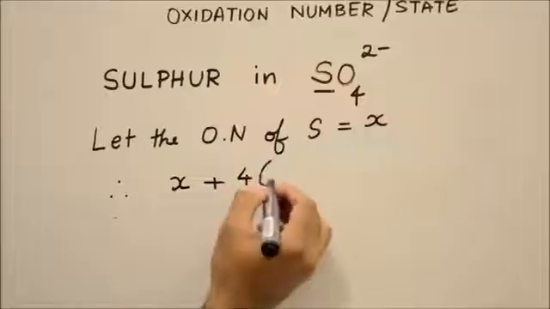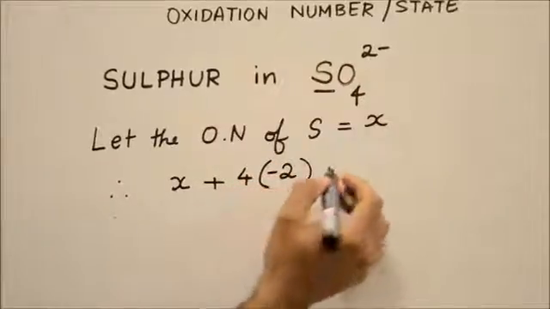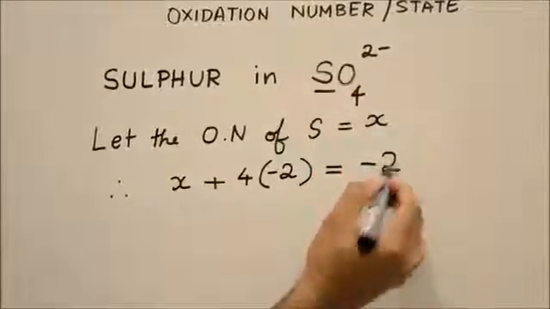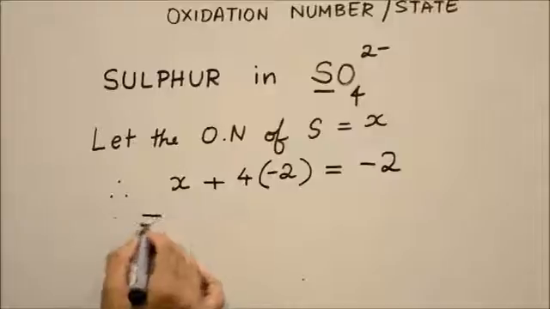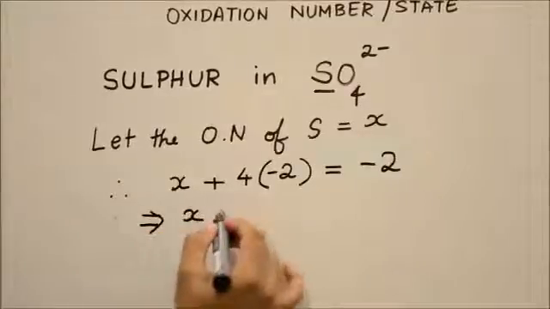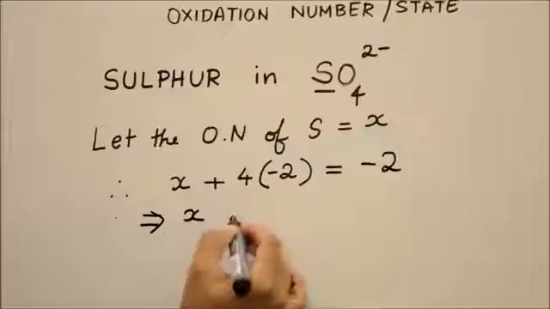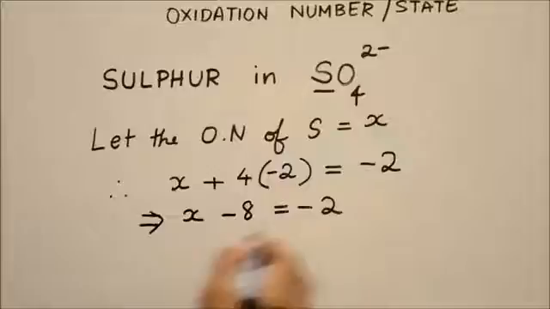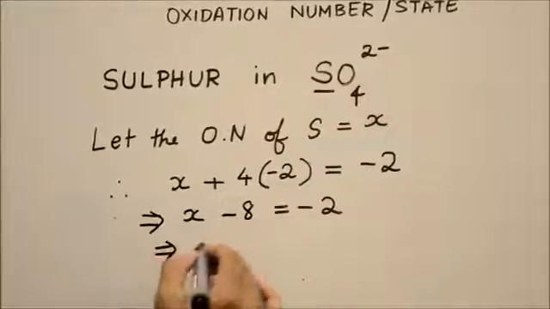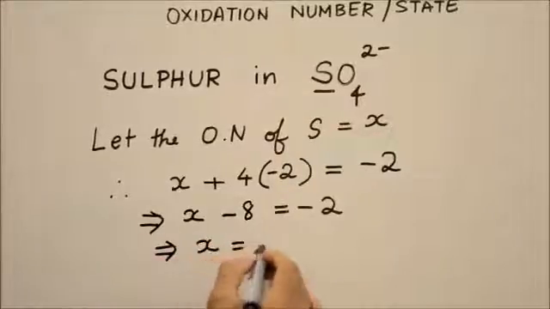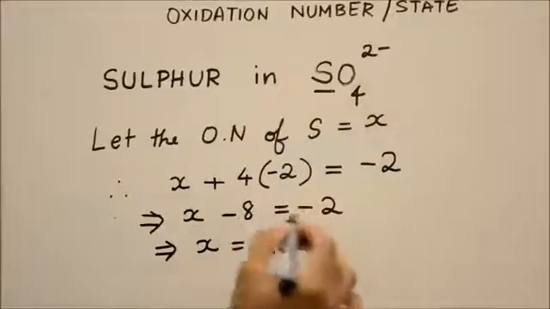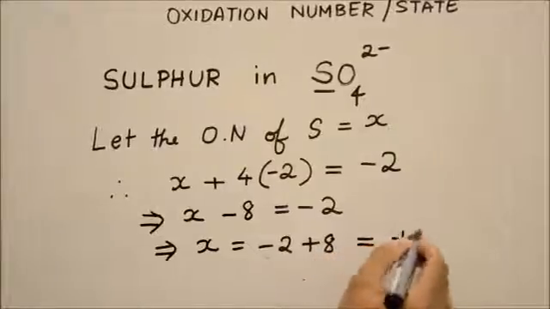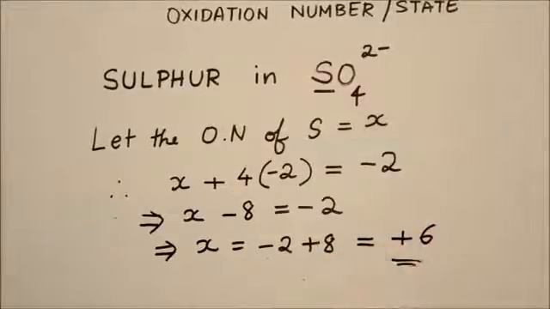We start off with the formulation. X plus 4 into minus 2. Minus 2 because oxygen in most of the compounds is minus 2, and 4 is due to the 4 oxygens in sulfate. As we proceed with the calculation, 4 into minus 2 gives you minus 8. So X minus 8 is equal to minus 2. That gives you X equal to 6, that is plus 6. So the oxidation state of sulfur in sulfate is going to be plus 6.